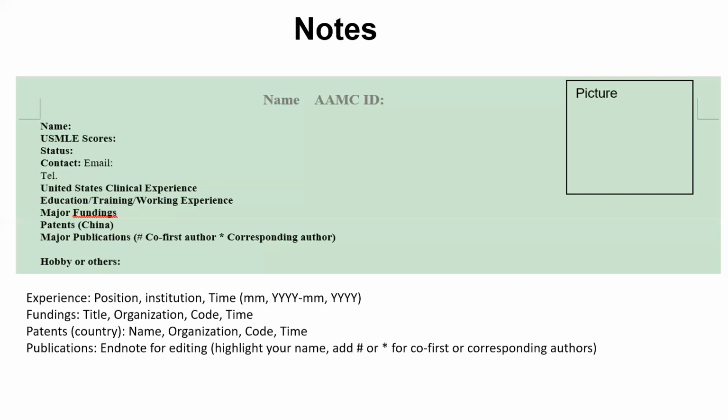Sometimes people like to add hobbies or other achievements at the end. But I didn't do that because the space is very limited. It's only a one-page CV, and I have a lot of publications, so I want to save space for the publications and the funding. You can see that I only list the major funding and major publications because I cannot fit all of them on just one page. So I didn't mention hobbies or other things.